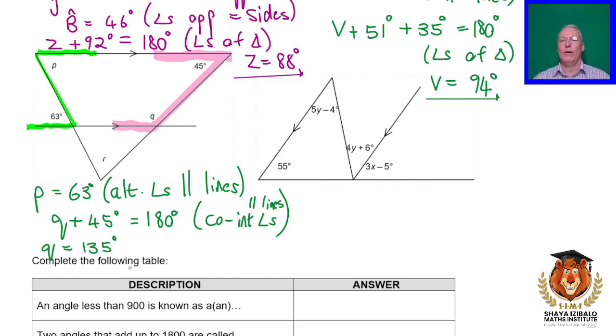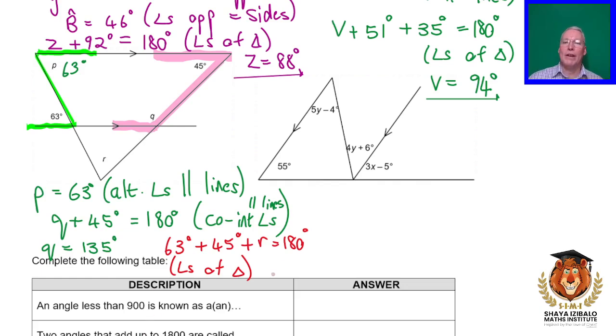Now, in the big triangle, we know what P is. P is 63. So we can use 63 plus 45 plus R is 180 degrees. I'm just going to change pen color here just because it's all on the same line, but hopefully it all makes sense. 63 plus 45 plus R is 180 degrees. Our reason is angles of triangle. All right, and 63 plus 45 is 108, which if we subtract 108 from both sides, R must be 82 degrees.